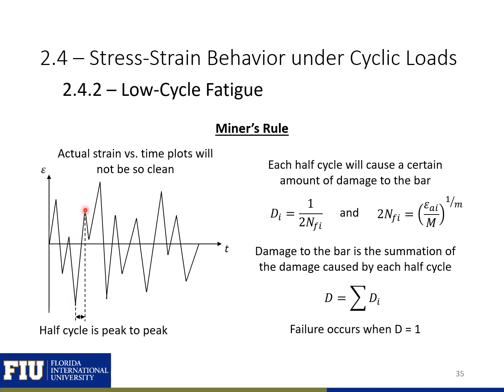So we can do that for each of our peak to peaks to figure out what damage is caused by each one of these components of our strain versus time plot. And then when our damage equals 1, we have failure of our reinforcing bar.